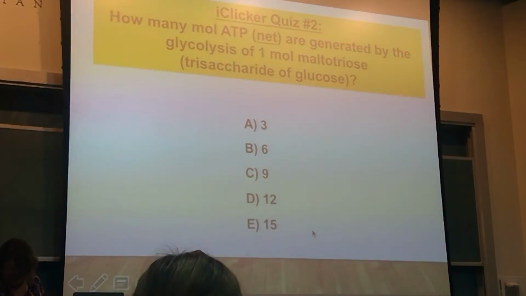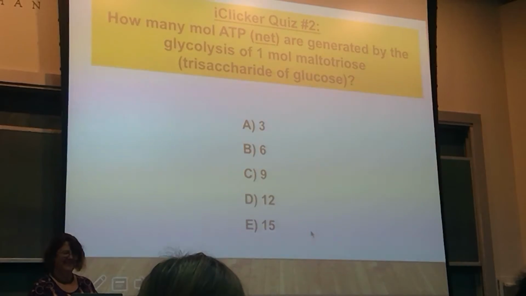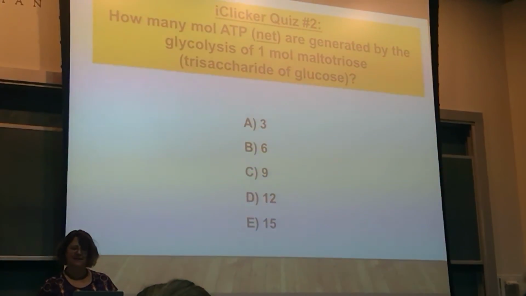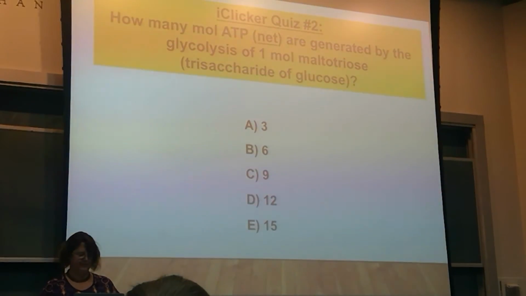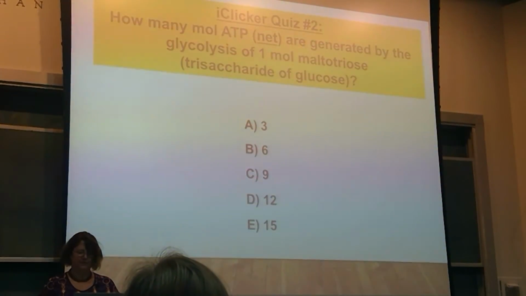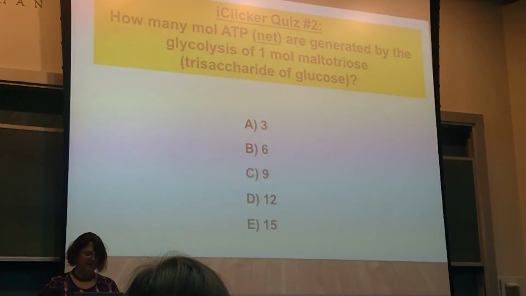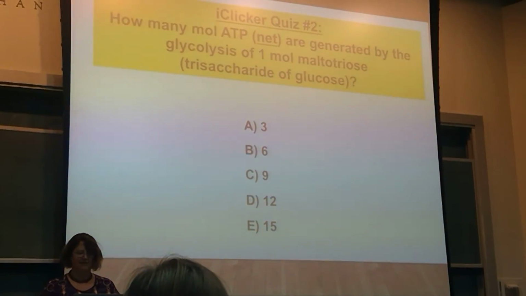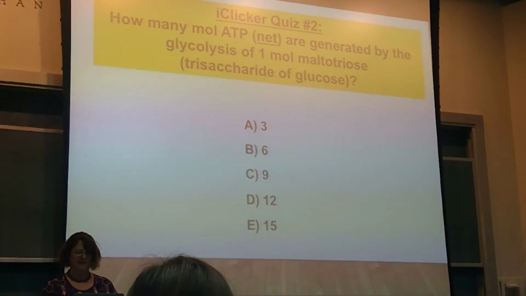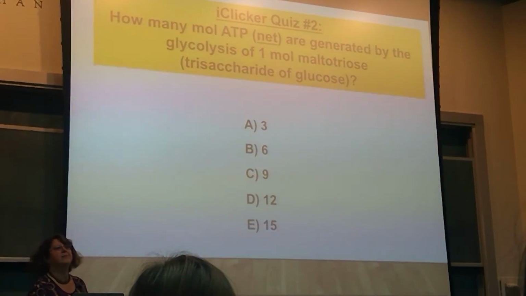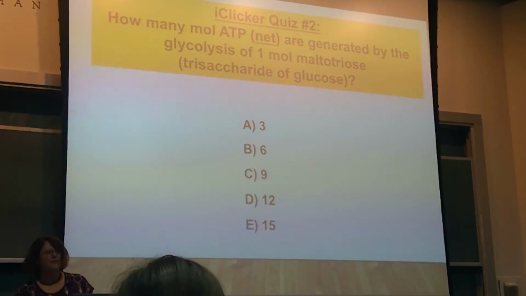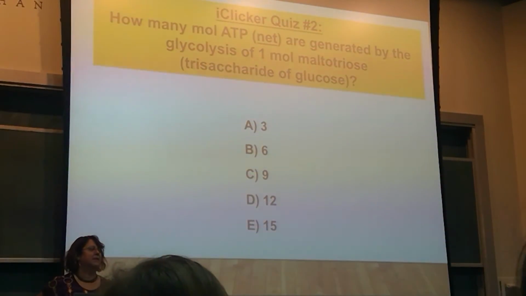Let's try the clicker again. It's on AA, if you haven't set it to AA. Oh, one more. So, 2, 4, 6. There's 3 of them.